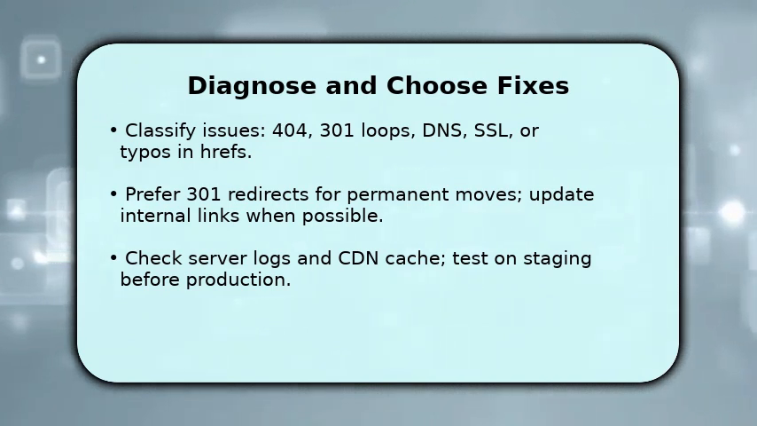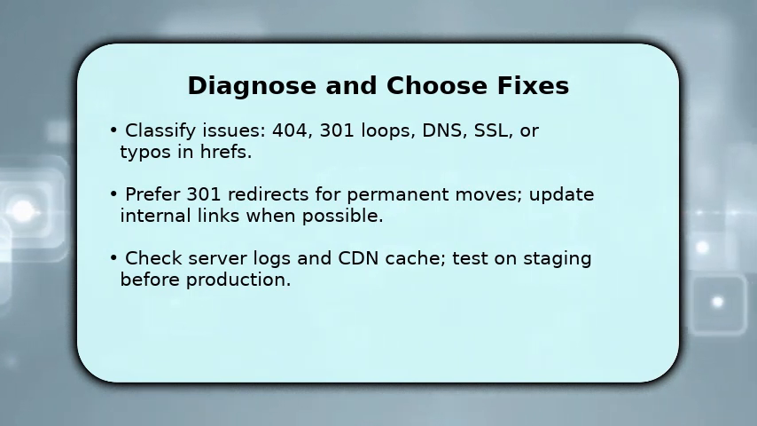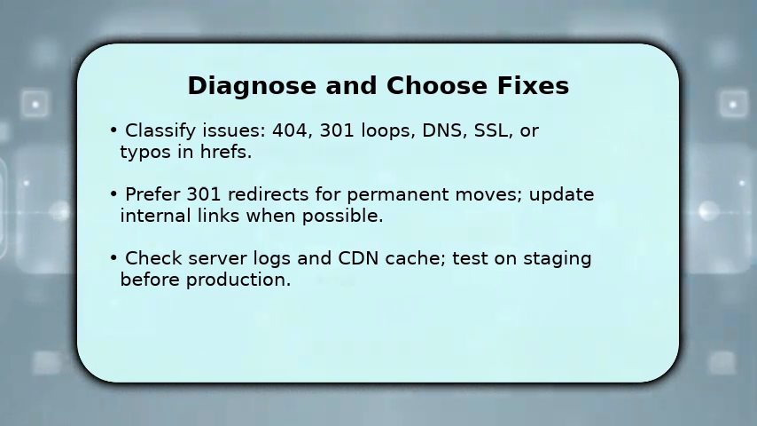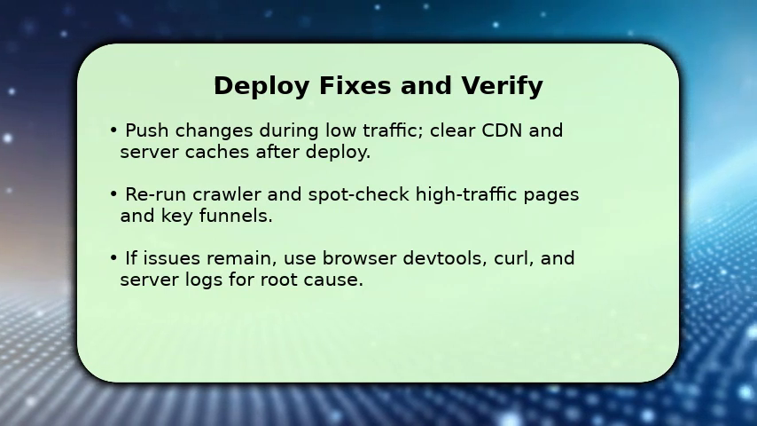Once you've chosen fixes, apply them on staging first. Then recrawl to verify that the problems are resolved and no new loops were introduced. Finally, deploy the approved fixes during a low-traffic window and clear caches so changes propagate.